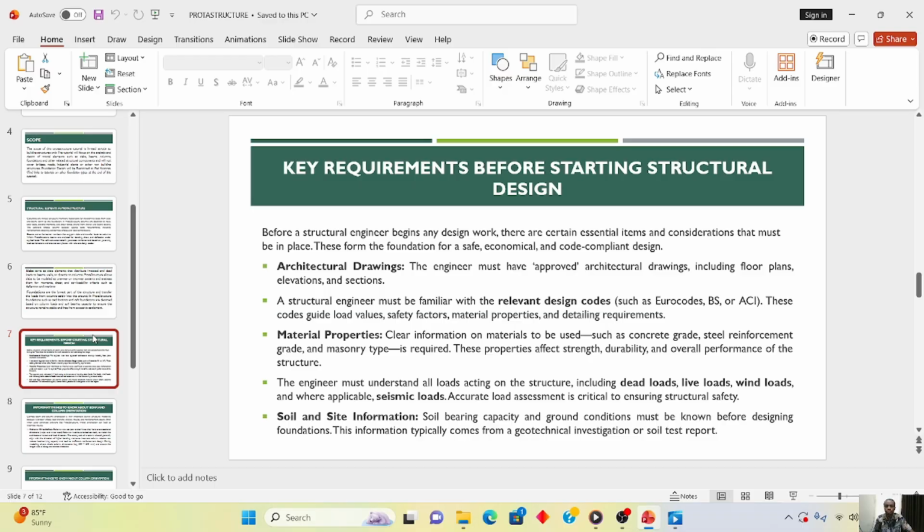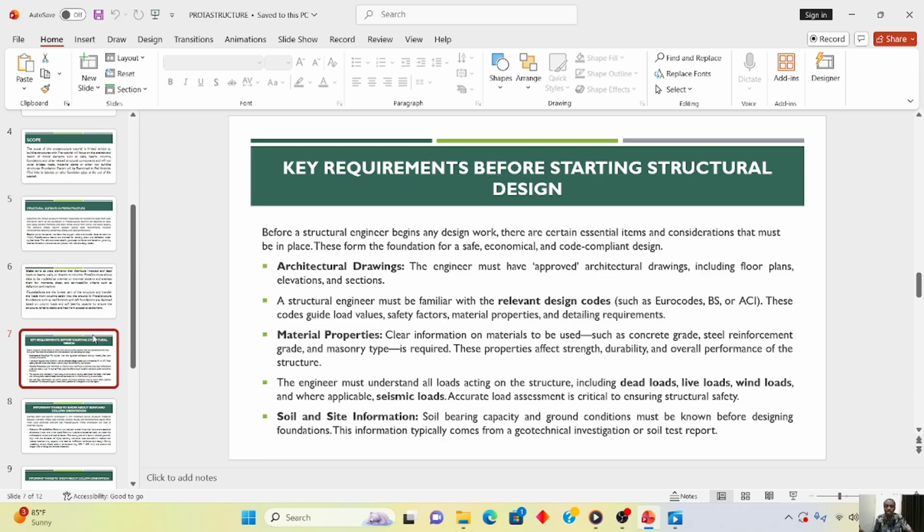Now, the engineer must understand all loads acting on a structure. You must have great knowledge about loadings on structure such as dead loads. You know what a dead load is, you know what live loads are, you know what wind loads are, and then you know where you need to apply them.